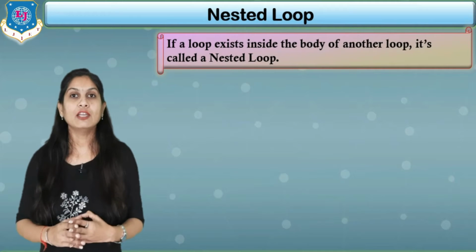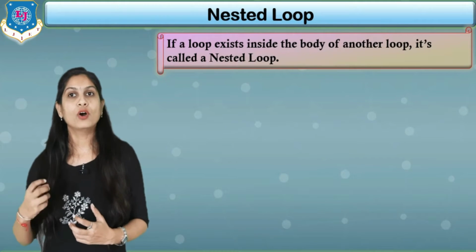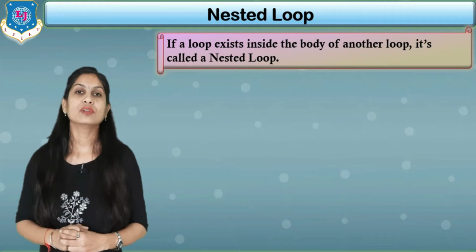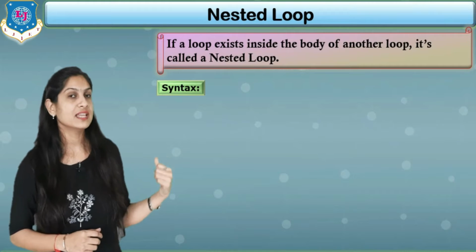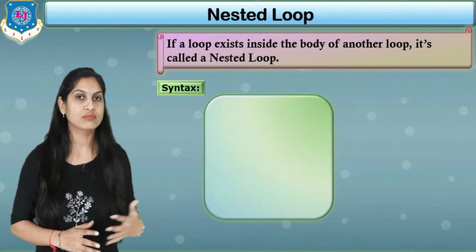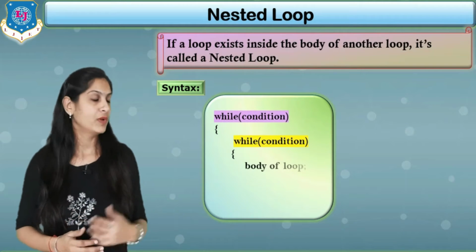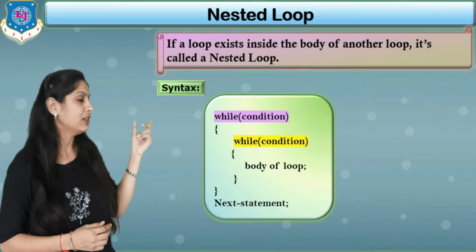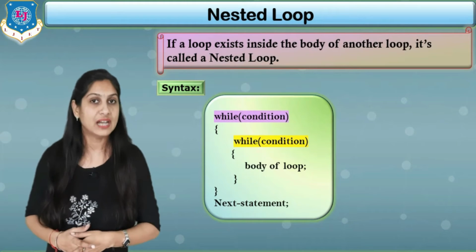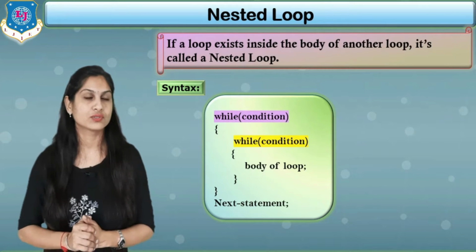So the definition we can say like that: if a loop exists inside the body of another loop, then it is known as a nested loop. Here we have taken the syntax for while and do while. So what is the syntax for a nested while loop? First we have to put while, and inside this while we have to again write the while. You can write do while also, or you can write for also.